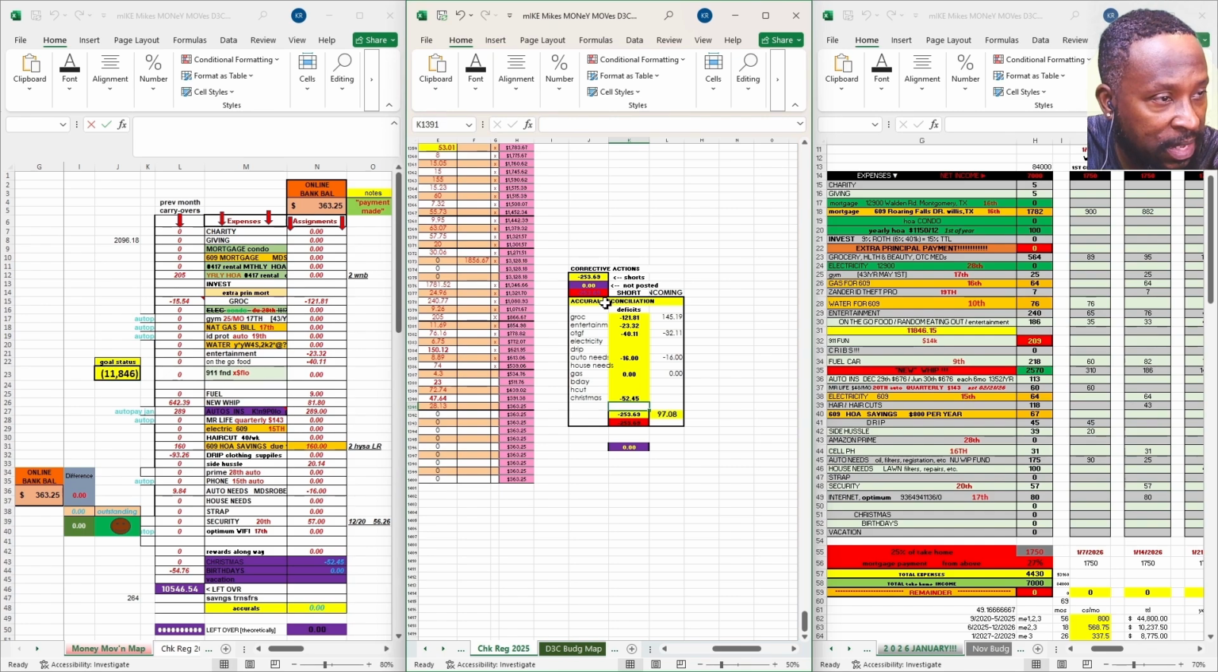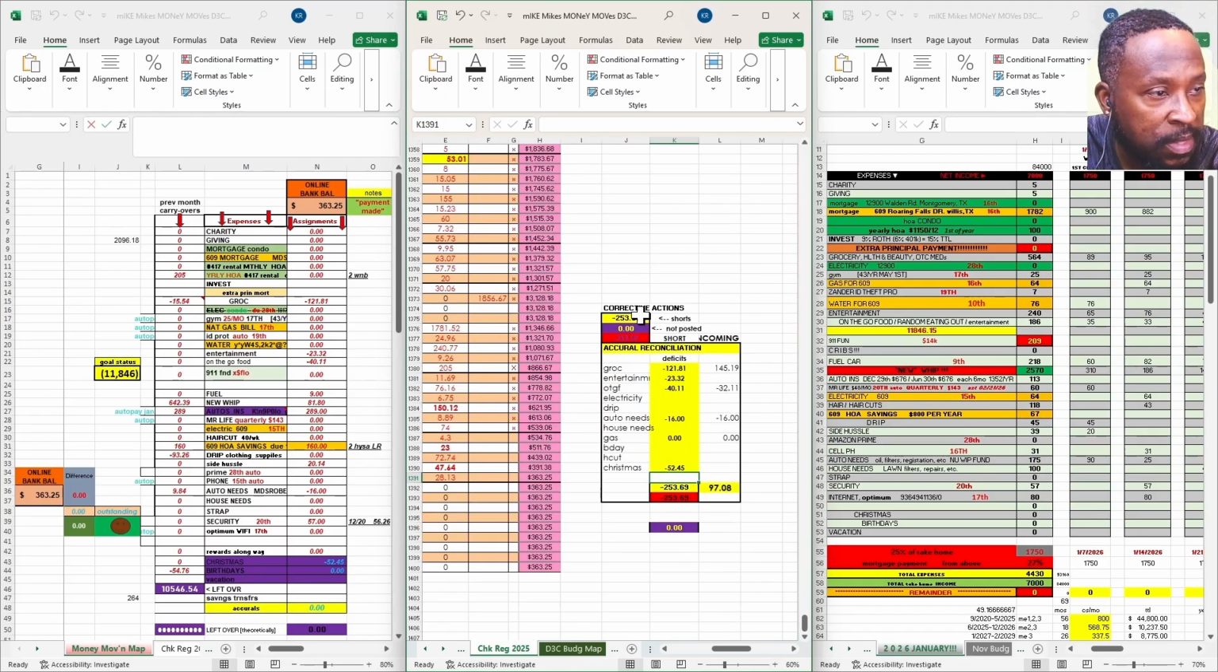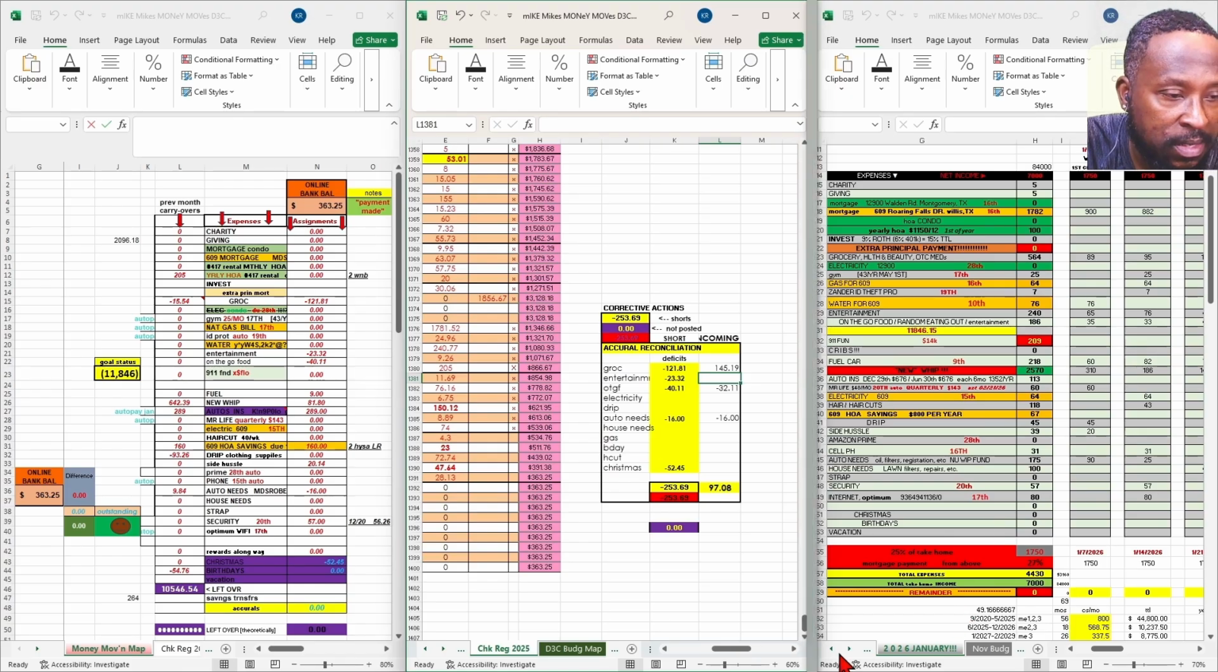Now everything's looking good. Now this cell, let me make this a little bit bigger. This cell right here is matching this cell right here. So all my checks and balances are good. We can get rid of this one and this one. And these amounts represent the amount that I'm getting next week.